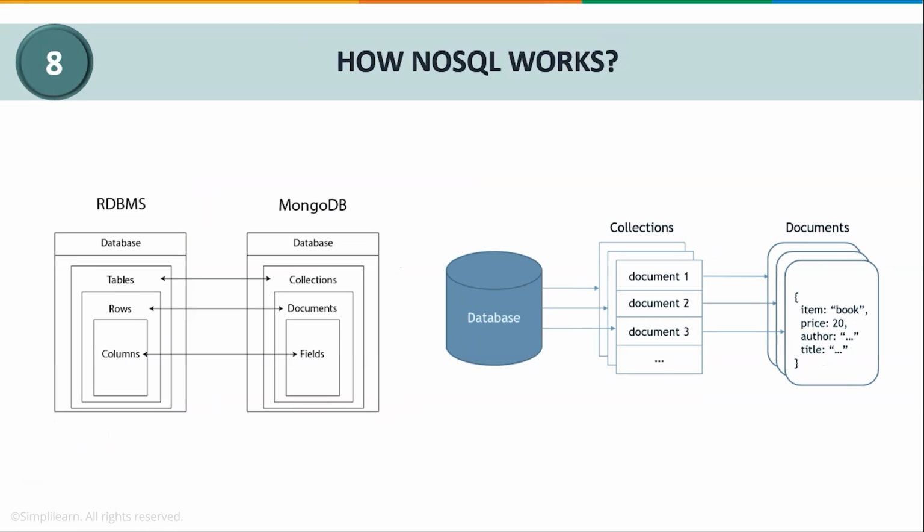Next, let us understand how exactly a NoSQL database works. For that, I'm going to take the example of the MongoDB database. Now, MongoDB is based on the NoSQL document store model in which data objects are stored as separate documents inside a collection instead of the traditional columns and rows of a relational database.